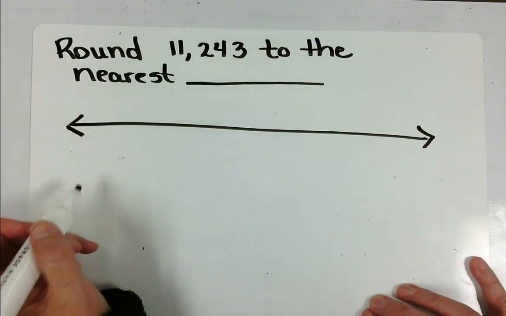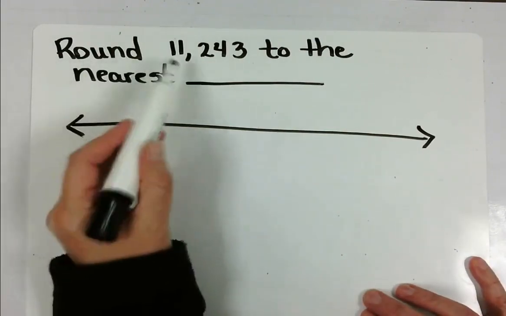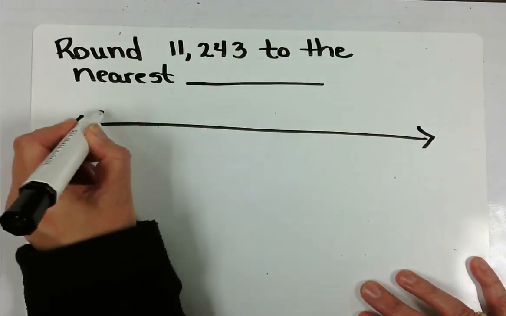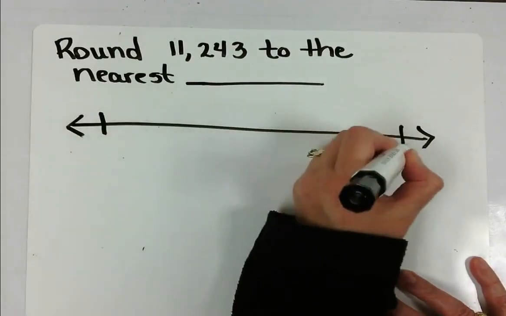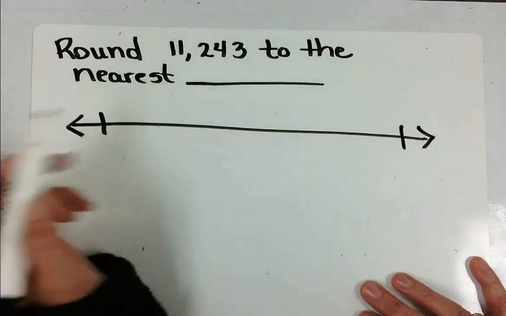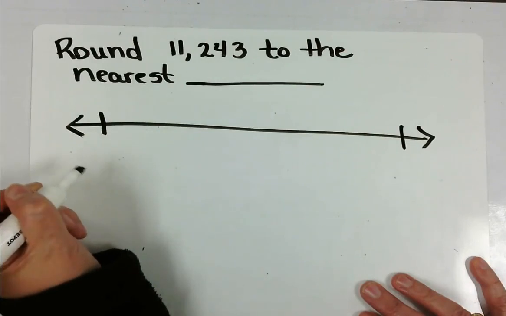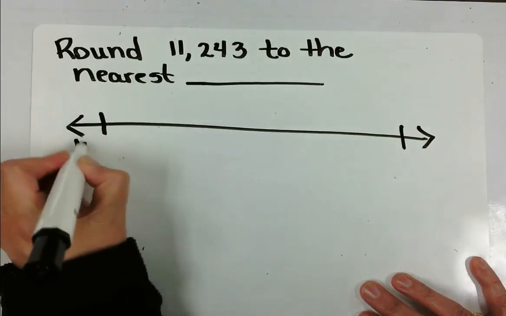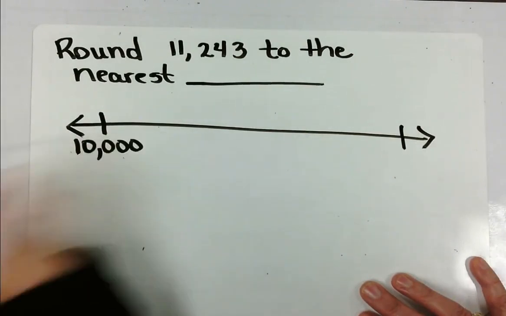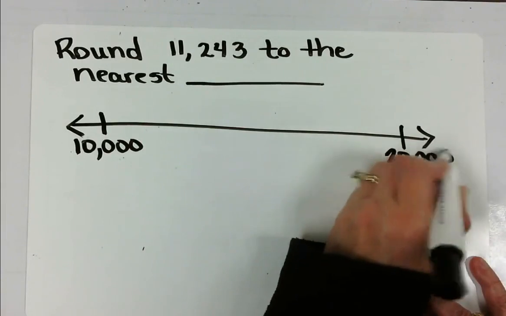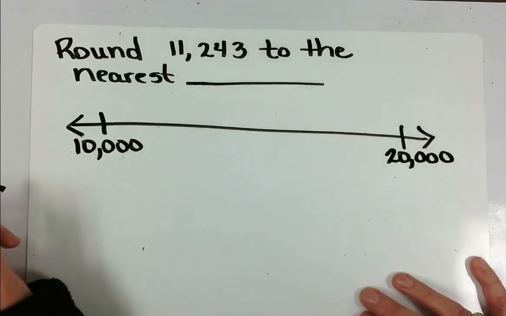So let's look here. If I wanted to round this number to the nearest 10,000, the first thing I would want my students to be able to do is to identify the boundary numbers, the multiples that surround 11,243 when I'm talking about 10,000s. So I have the number 10,000 and I have the number 20,000. We were counting by 10,000s. This is what it would look like.